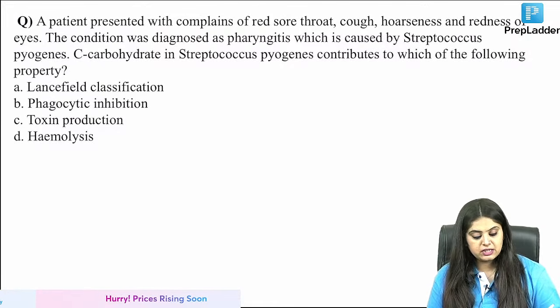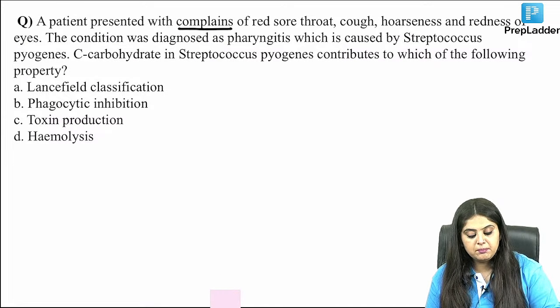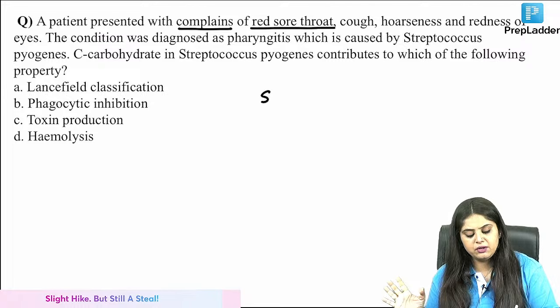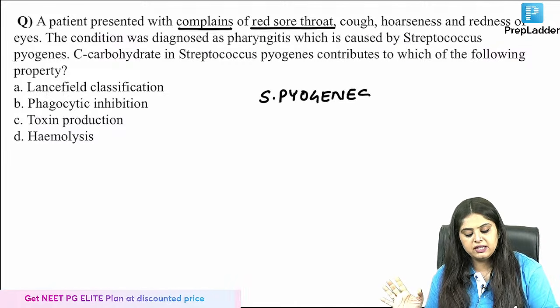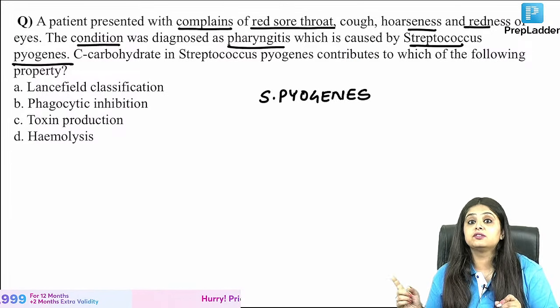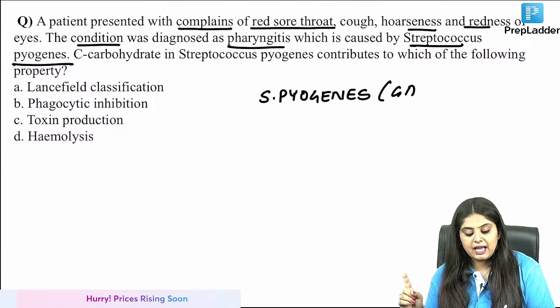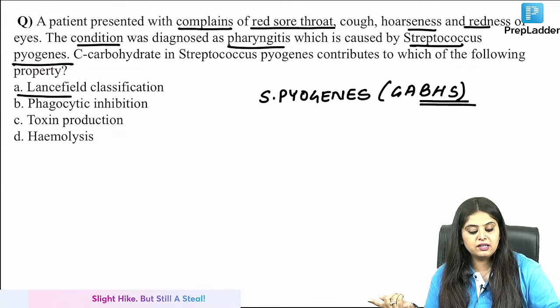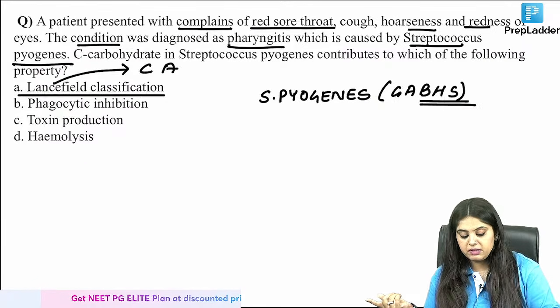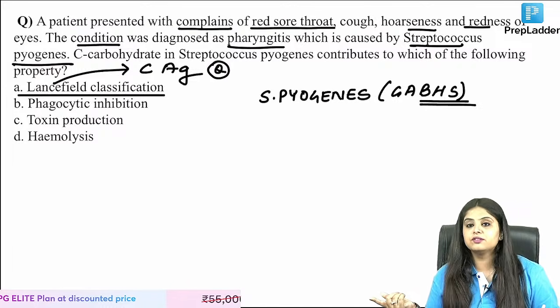Coming to the next question guys, there is a patient who presents with complaints of red sore throat. हमारी country में sore throat and bacteria, I don't even want to think further. I want to write Streptococcus pyogenes, then they have written hoarseness, redness, condition was diagnosed as pharyngitis, and see, they agree with me, Streptococcus pyogenes. Which family? This is known as GABS ma'am, group A beta hemolytic Streptococcus. Beta hemolytic का कौन सा classification? Lancefield classification. What is Lancefield classification based on? C antigen. सारे questions हो गए.